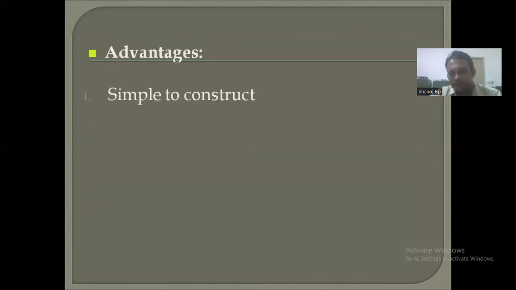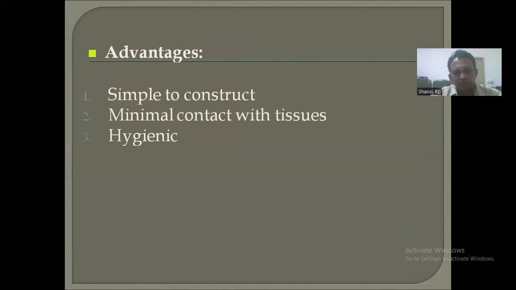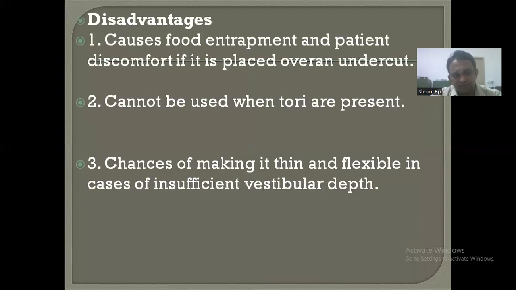So what are the advantages? It is very simple to construct, with minimal contact with the tissues. It is hygienic. What are the disadvantages? It causes food entrapment and patient discomfort if it is placed over an undercut. It cannot be used when tori are present. There are chances of making it thin and flexible in case of insufficient vestibular depth.